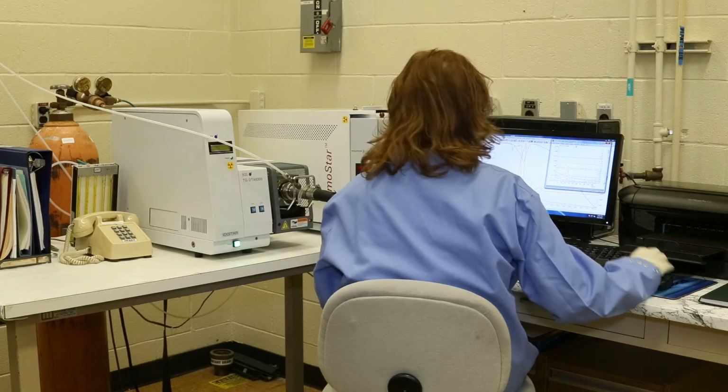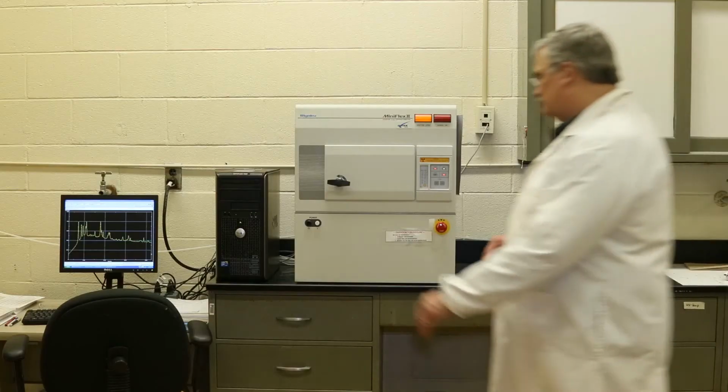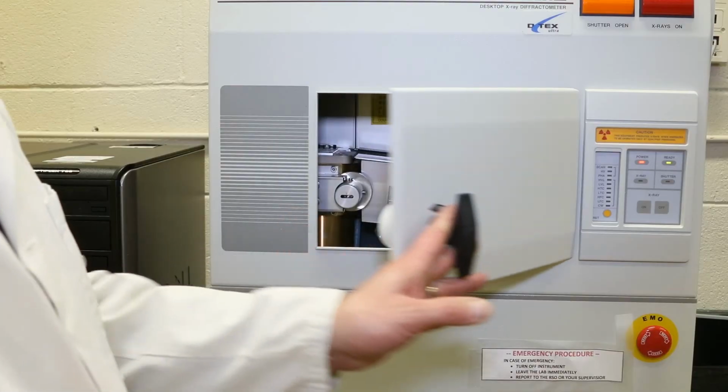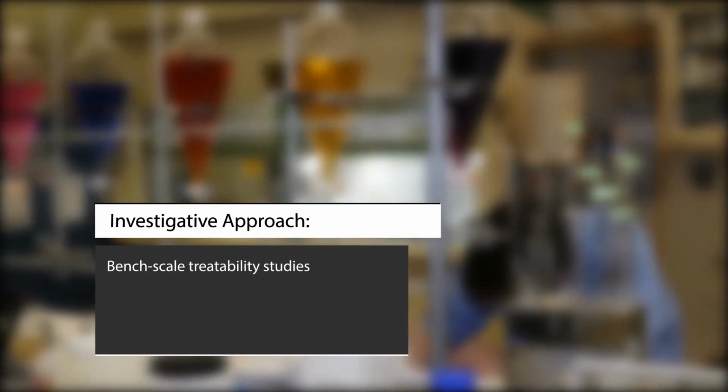The effluent is piped into a mass spectrometer that allows us to tell what's present, or by gas chromatography what's being cooked off. A bench scale treatability study is just our way to talk about any chemical process that can be modeled at the bench and then tested.